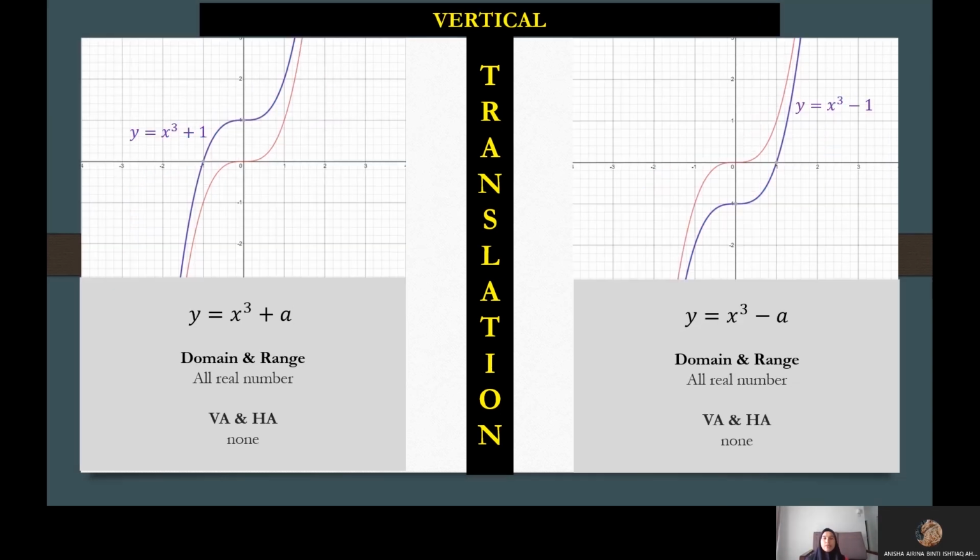Now is the vertical translation. For the vertical translation, we need to shift the graph upward or downward. The difference here is that the a value is not in the bracket like just now. When the sign is positive, it will shift upward, and when the sign is negative, it will shift downward.